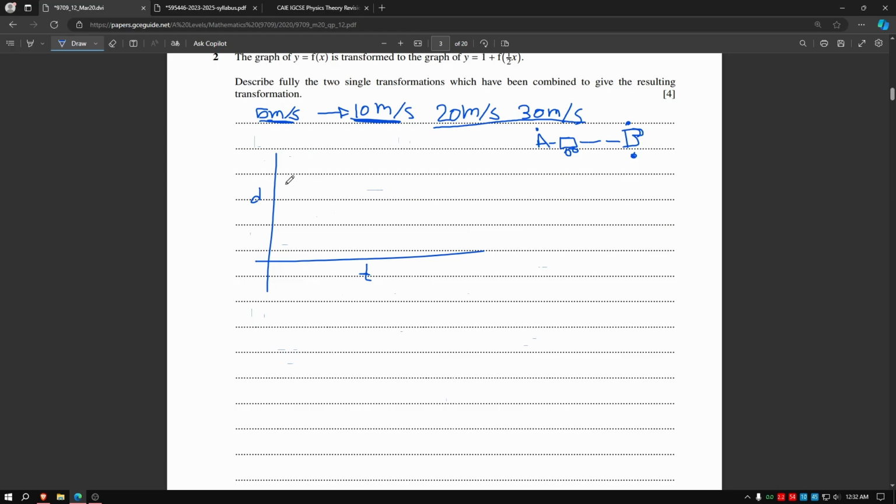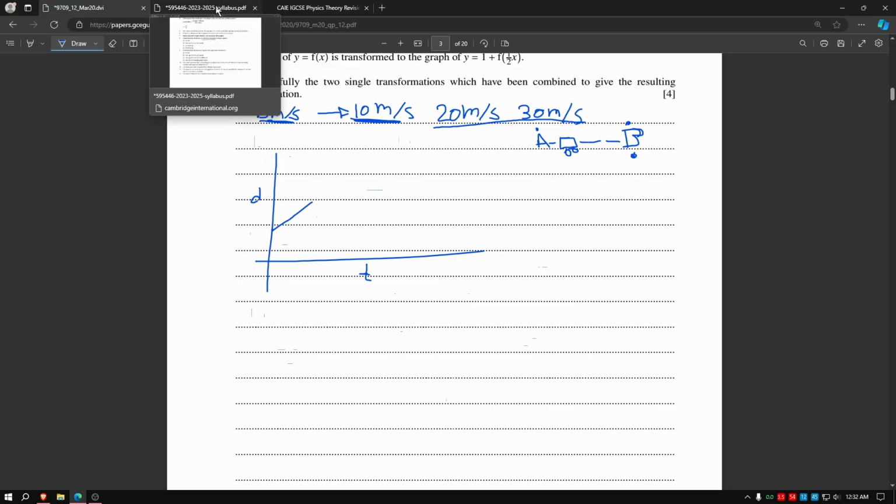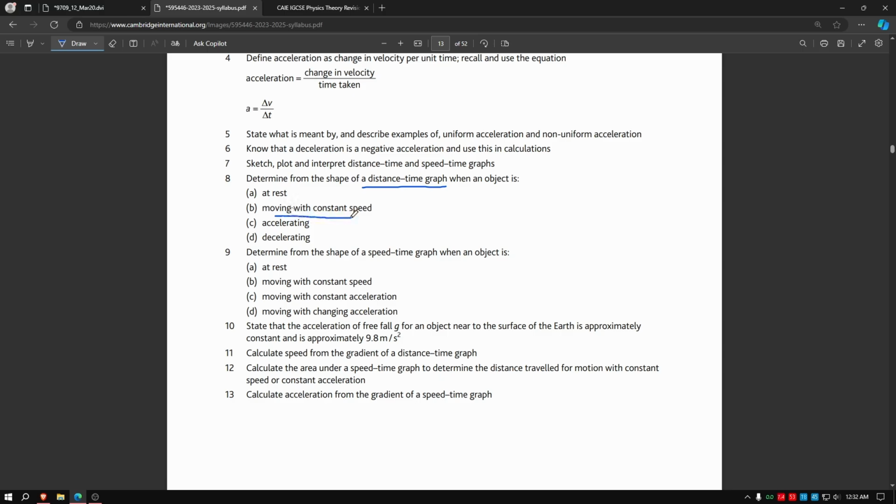So the car is moving at constant speed. As it is already a bit far from point A, it will start from here, and constant speed means the line will be like this, right? The distance is increasing constantly, 10 meters per second, 10 meters per second, and so on. So moving with constant speed.